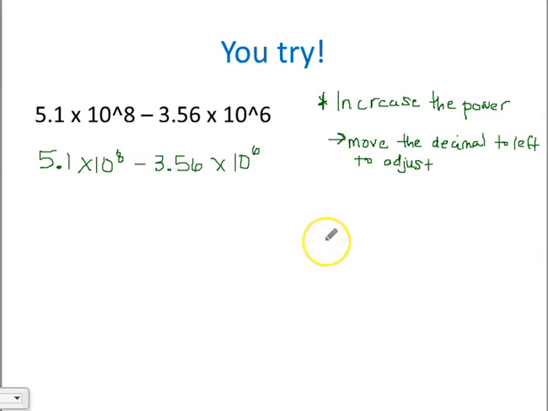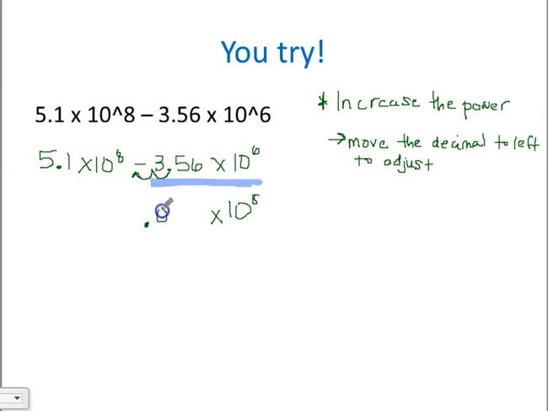So that we're still representing the same quantity. So I like to focus on the smaller number so that we do increase it and follow that same pattern that I just talked about. So we need to increase the power of 6 to 8 so that it matches the other number. And since I increased by 2, I'm going to move our decimal 2 places to the left.